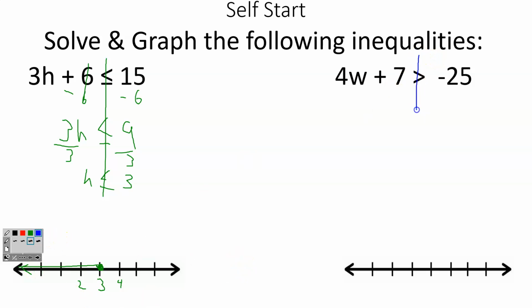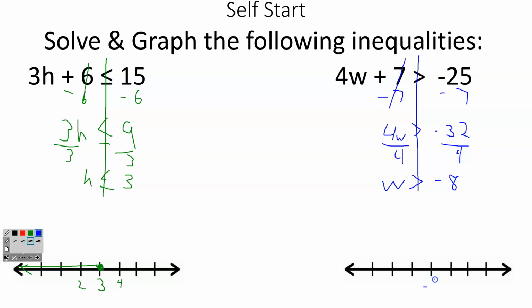For the second one, we're going to do the same thing. Draw our fence. What we do to one side, we're going to do to the other side. That's going to give me a 4w is greater than a negative 25 minus 7 is going to give me a negative 32. We're then going to divide both sides by 4. And we get w is greater than a negative 8.